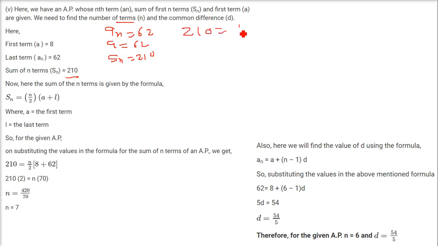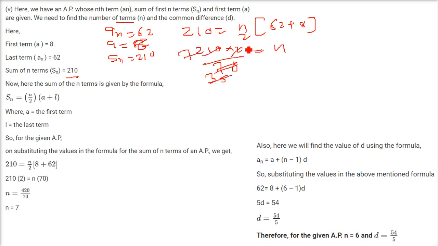So 210 is equal to n by 2 times a plus l. This an plus a is 8 plus 62, that is 62 plus 8. What do we get? 210 into 2 by 62 plus 8, which is 70. This is what we have for n. So this is 35, 35 7s are 210. So n is 7 here.